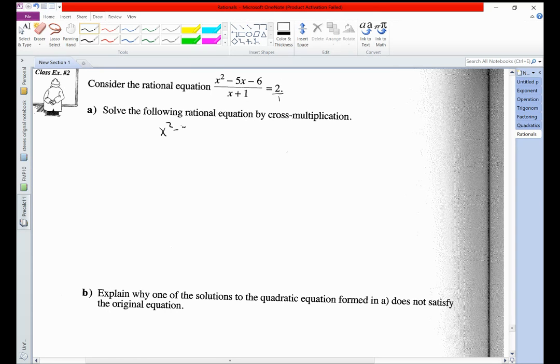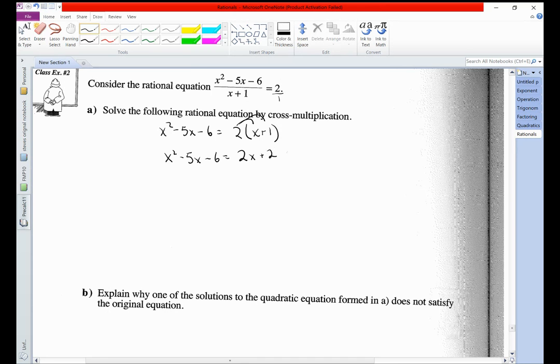So we don't really have to do anything with the left side. And then on the right side, we're going to have 2 multiplied by (x plus 1). So we can expand the right side there. So we have x squared minus 5x minus 6 is equal to 2x plus 2.